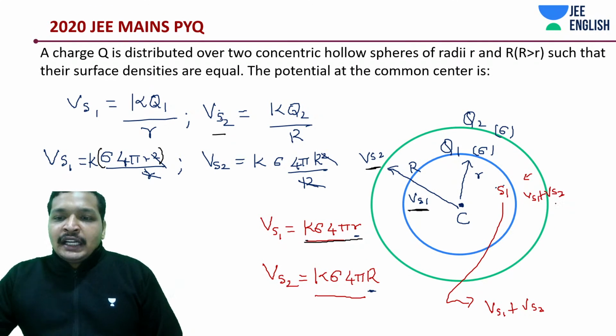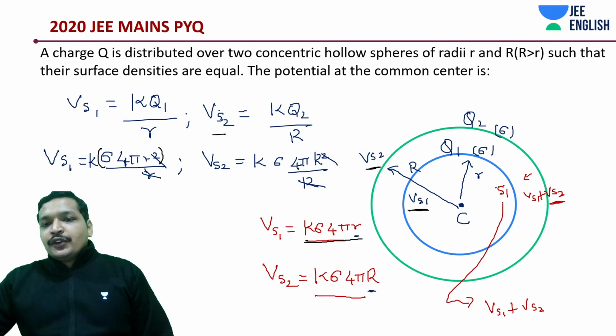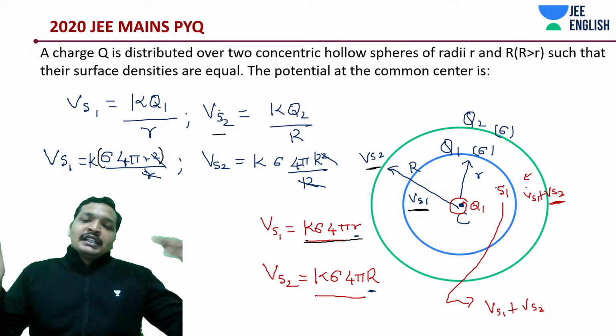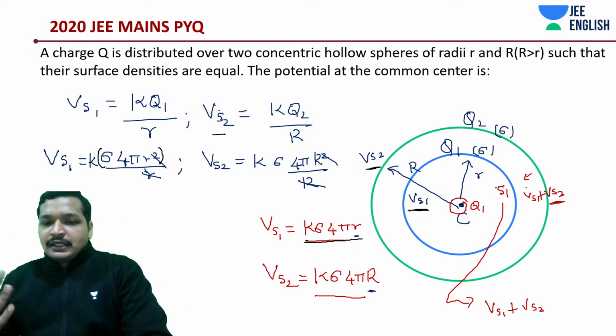But due to shell 2 here, the potential will keep changing. Due to shell 2, it will finally be like a point charge q1 concentrated at the center, and you need to find it. That is one of the things. Anyway, in the shell 1 it should be 0 because there exists no potential.